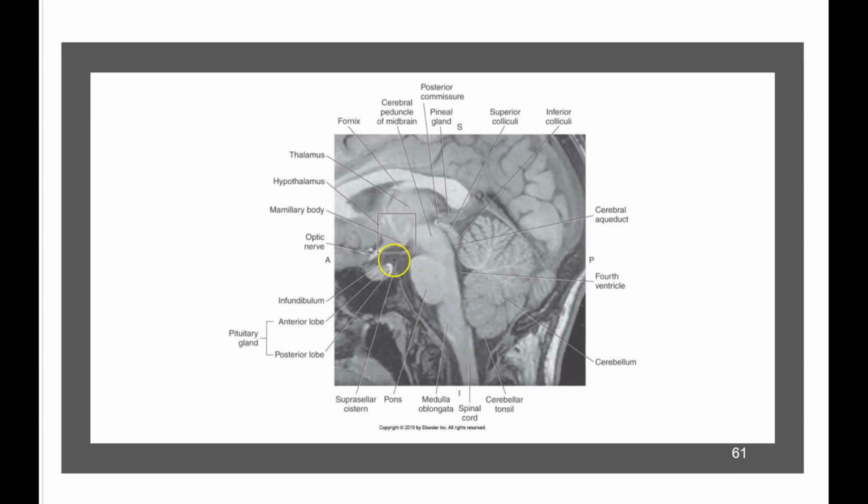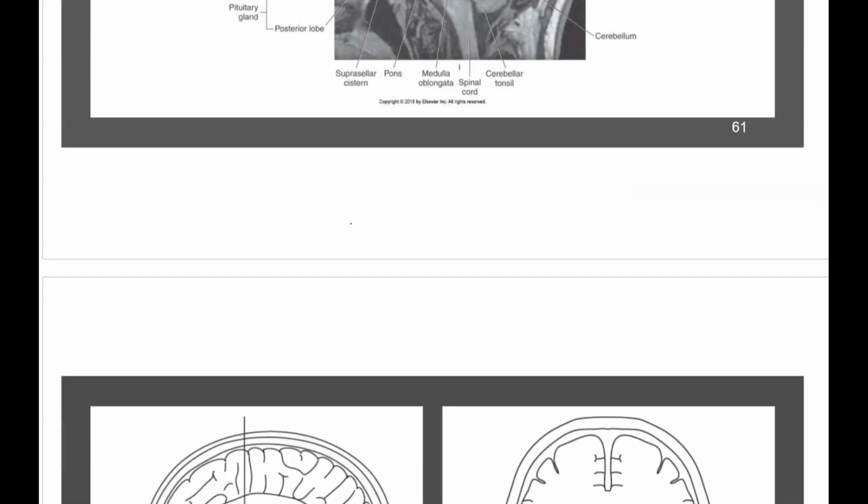Here's your suprasellar cistern. Then you have your pituitary gland. Now, just know that there's anterior and posterior in your pituitary gland. You have your infundibulum, which is a little line right there, and you have your optic nerve, okay, coming right here. So remember we talked about how a pituitary adenoma would push up onto the optic nerve and give blurry vision. So your mammillary body is here, and your hypothalamus is here, and your thalamus is right there. Your fornix, and they didn't label that, so that's perfect.